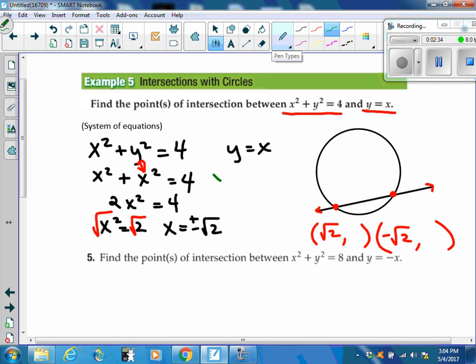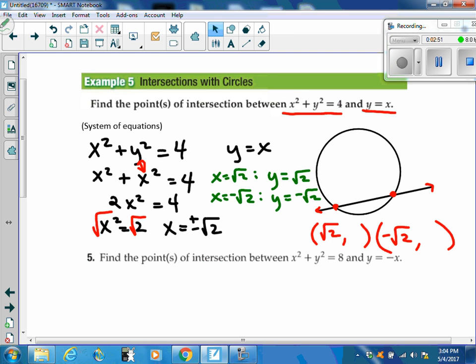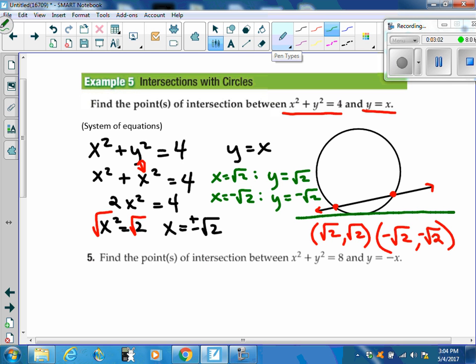When x is square root of 2, then according to our equation of y equals x, y is also going to be the square root of 2. When x is negative square root of 2, according to our equation, y is also going to be negative square root of 2. So our ordered pairs would look like this: square root of 2, square root of 2, and negative square root of 2, negative square root of 2. So here is my answer. Those are the points of intersection.